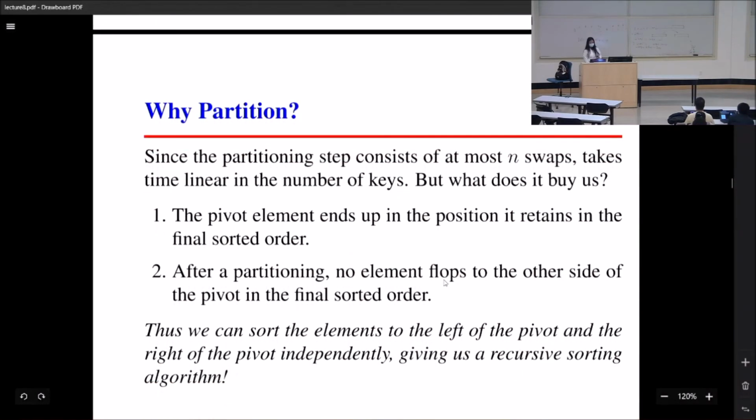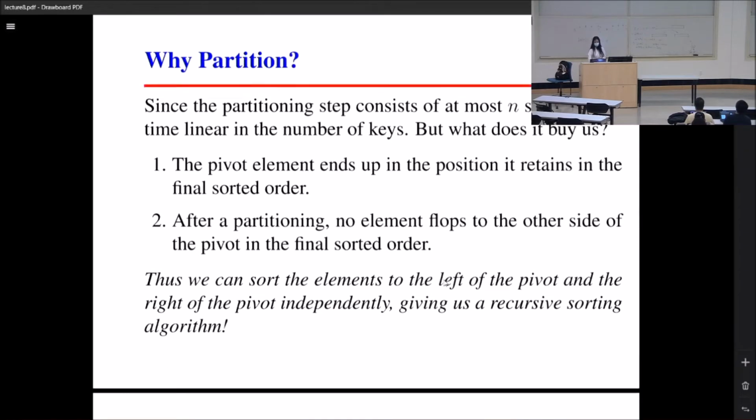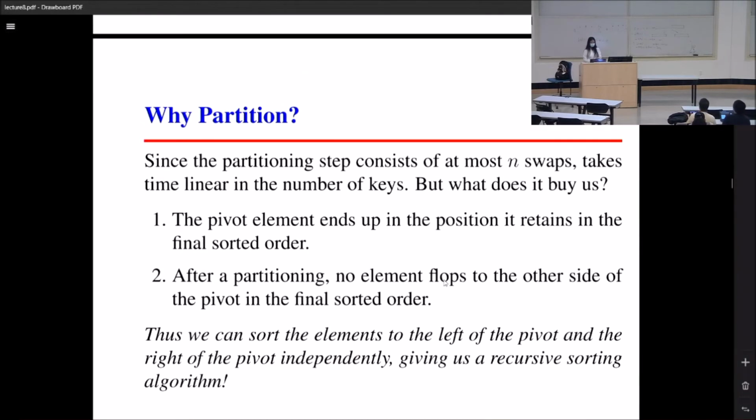So why do we need the partition? As I mentioned, first of all, the pivot element ends up in the position it takes in the final sorted order. And also, after partitioning, no element flops to the other side of the pivot in the final sorted order. Do you have any questions on the second point?